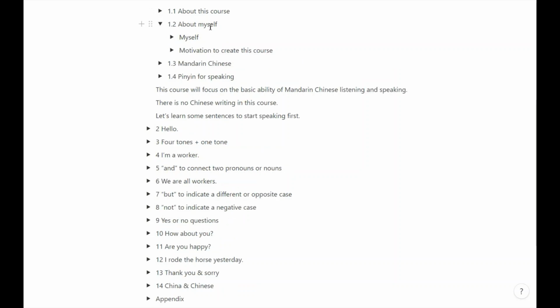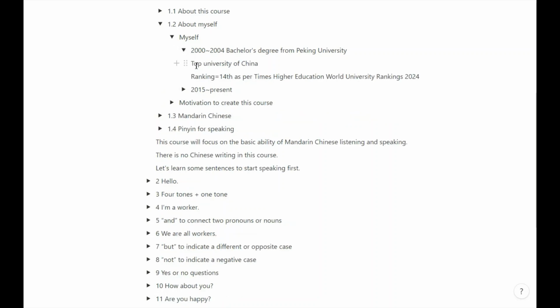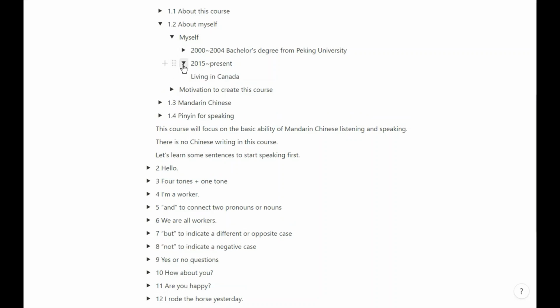1.2 is about myself. In 2004, I got my bachelor degree from Peking University. So Peking University is the top university of China, and its ranking is 14th as per Times Higher Education World University Ranking of 2024. And from 2015 until present, I'm living in Canada.